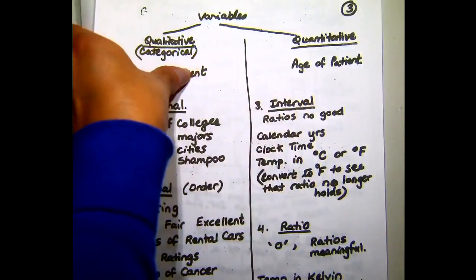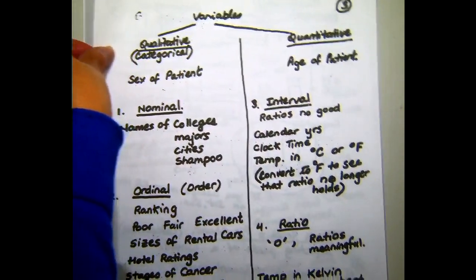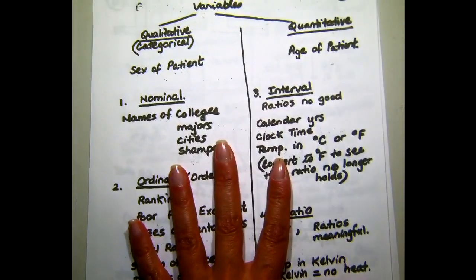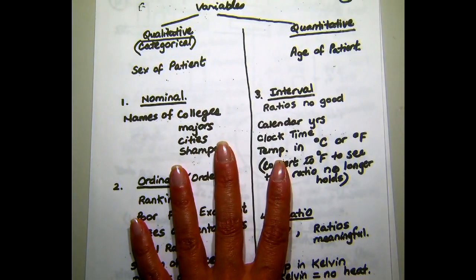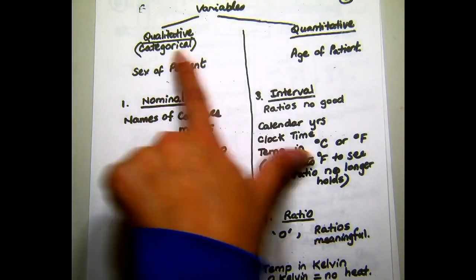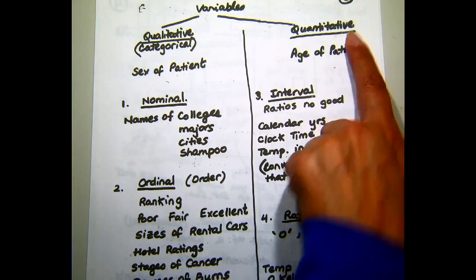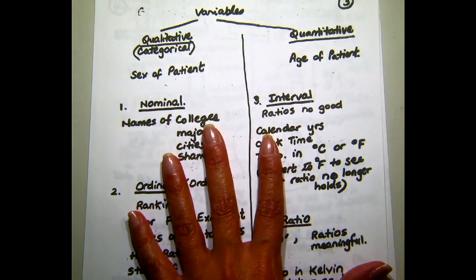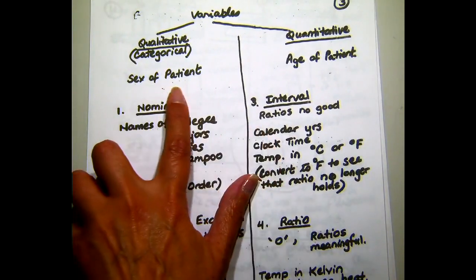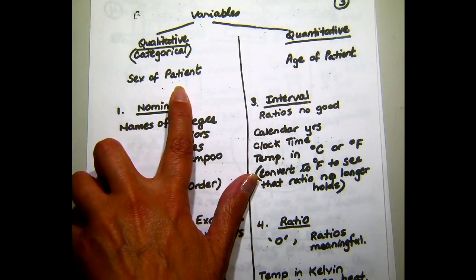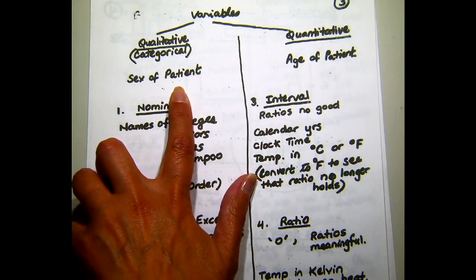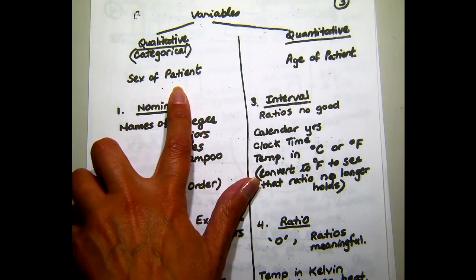Every variable that you observe in an experiment or a study, an observational study, is either going to be categorical or quantitative. A categorical variable, for example, sex of patient or gender of patient. What's the difference between sex and gender? Do you know?